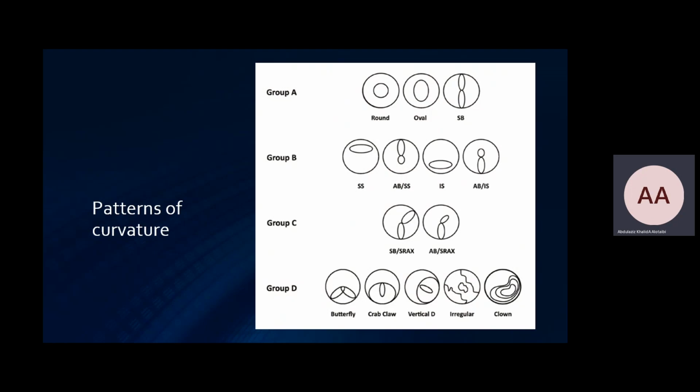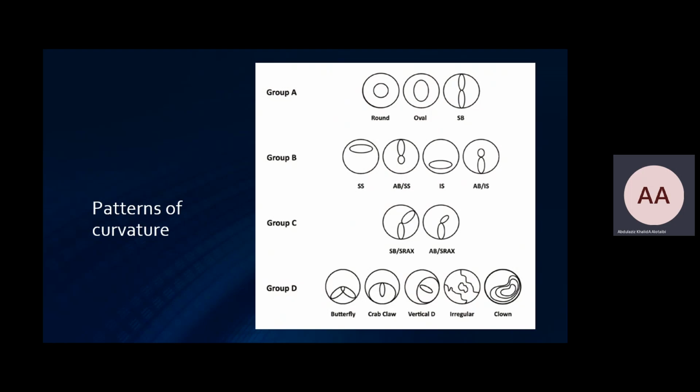Group B is asymmetric shapes, such as superior steepening, asymmetric bow tie with superior steepening, inferior steepening, or asymmetric bow tie with inferior steepening. Now, group C is skewed axis, whether it is symmetric or asymmetric. It can be symmetric bow tie with skewed radial axis, or asymmetric bow tie with skewed radial axis.